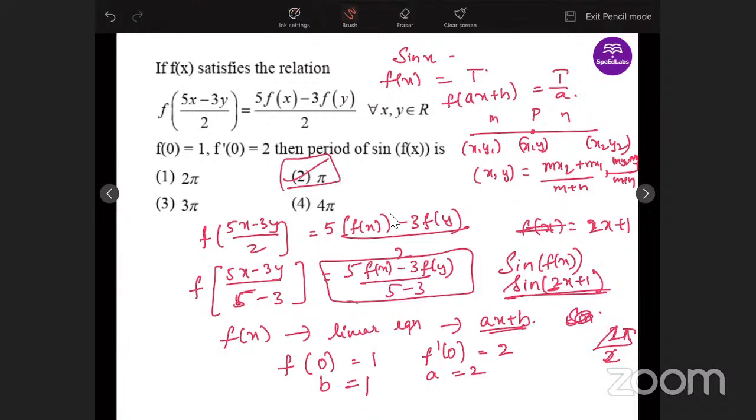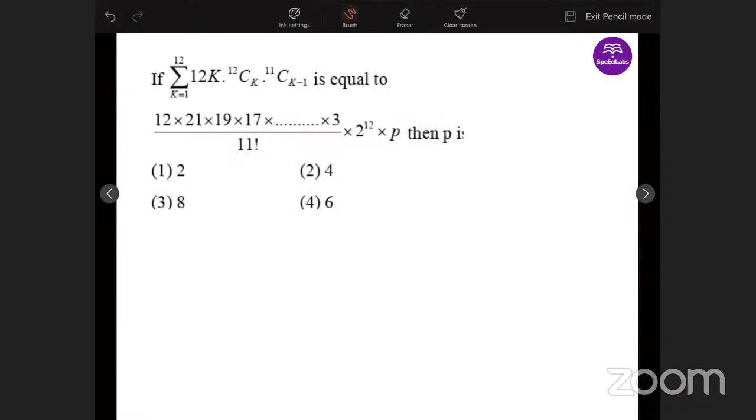Is it clear, everybody? Yes, sir. Let's move to the next one. If sigma k equals 1 to 12, 12 k times 12Ck times 11Ck minus 1 equals to so-and-so, then p is equal to.